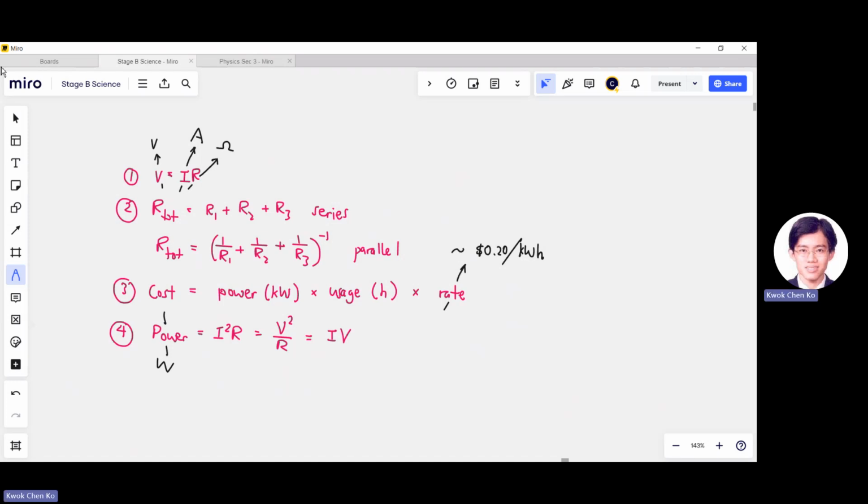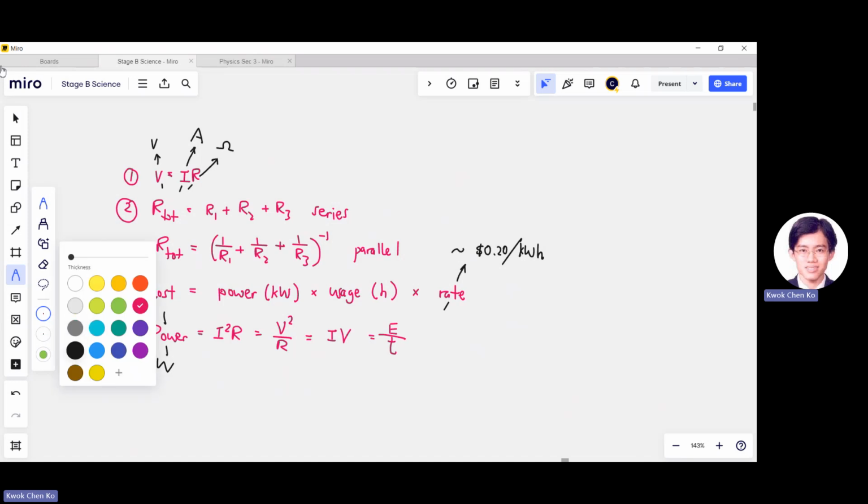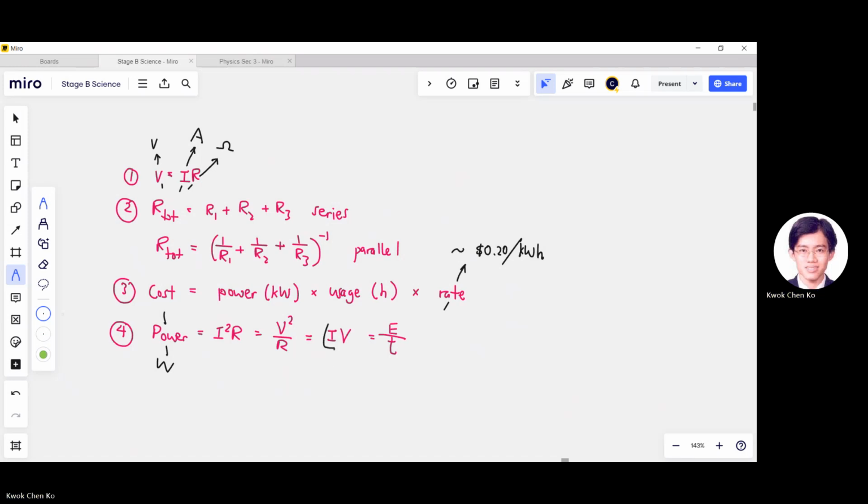There is actually one more formula for you, for me. Energy over time. Why is it this one? Now, the easiest way to remember is starting from here. Go back to this first formula. I can also express I as V over R. So therefore, I put I as V over R. You multiply by V again, and that becomes V squared over R. That's how I got this one.